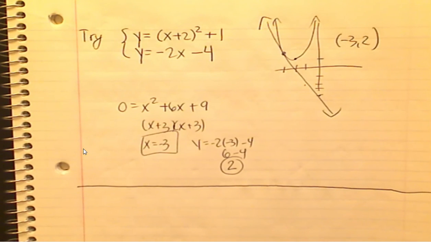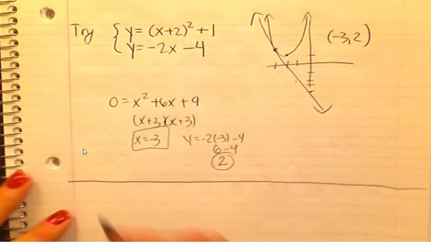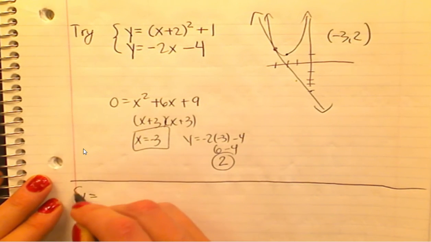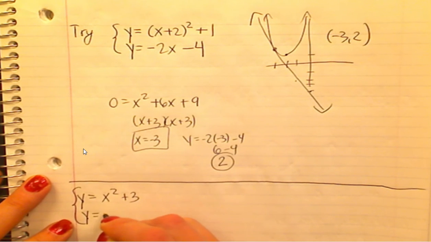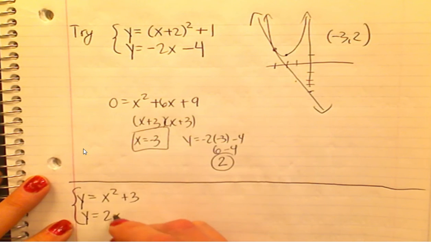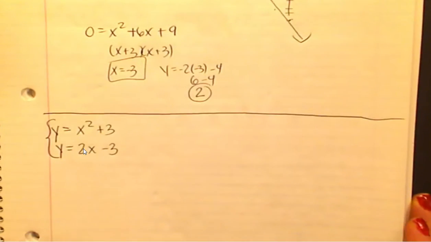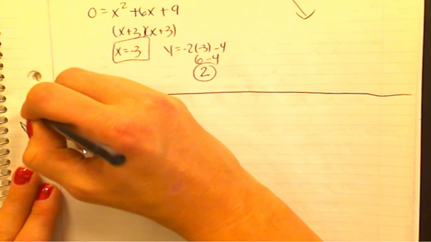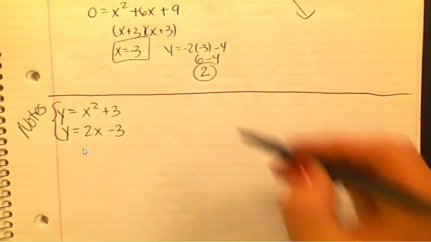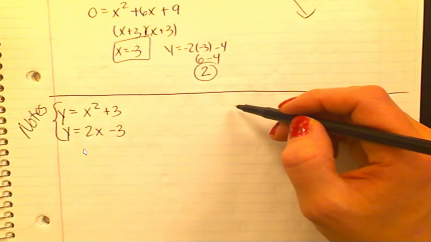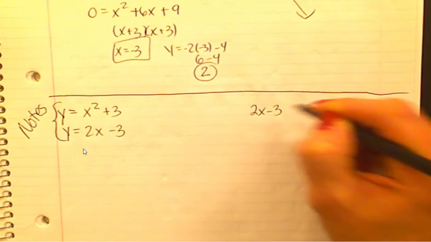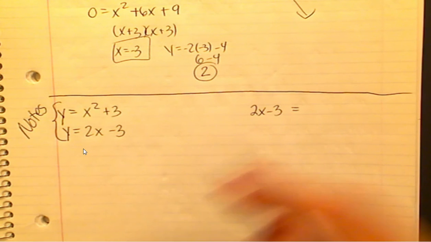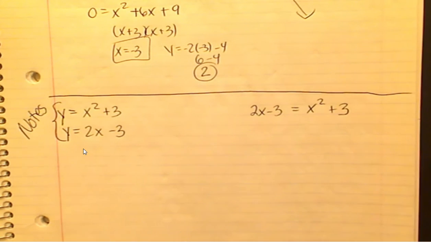Here we go. Y equals x squared plus 3. Y equals 2x minus 3. Yep, substitution. Okay, try it. Just try solving it. And then we're going to come back and say something about this one in our notes. Do it on your whiteboard, and then we'll see where we get stuck, and then we're going to come back and write a sentence or two about it.